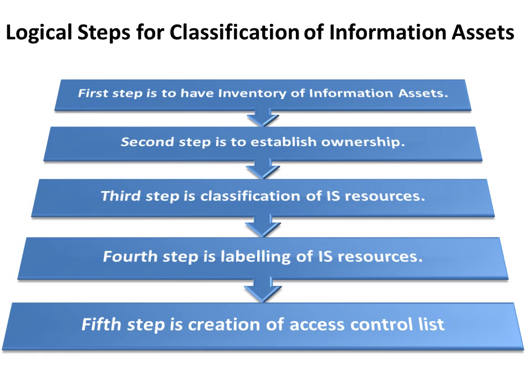It's to have the inventory of information assets. So once you are ready with the inventory, you need to establish ownership for each information asset. Once ownership is ready, then the data owner will help you to classify the resources, whether it's critical, sensitive, public, private. Once classification is done, you need to label that particular information asset. After labeling, your last step is creation of the access control list. So for example, who can access the sensitive data, who can access the private data, who can access the public data.